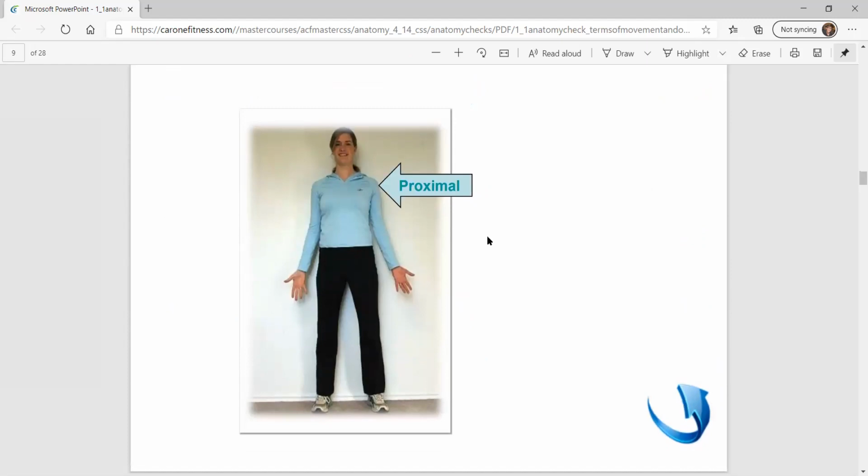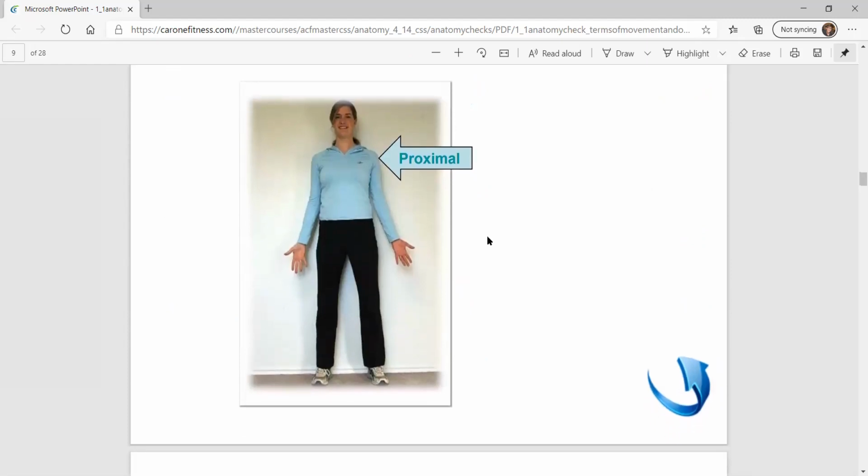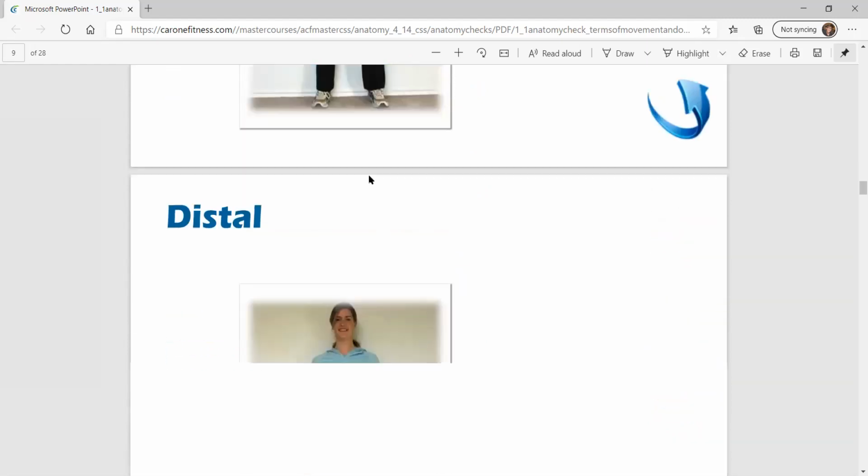Proximal, that is when we're talking about a limb. So take, for instance, the arm. If we're referring to something on a limb closer to where it is attached to the body, that is proximal. So if we're talking about something near the shoulder, the limb is attached there, so that is proximal.